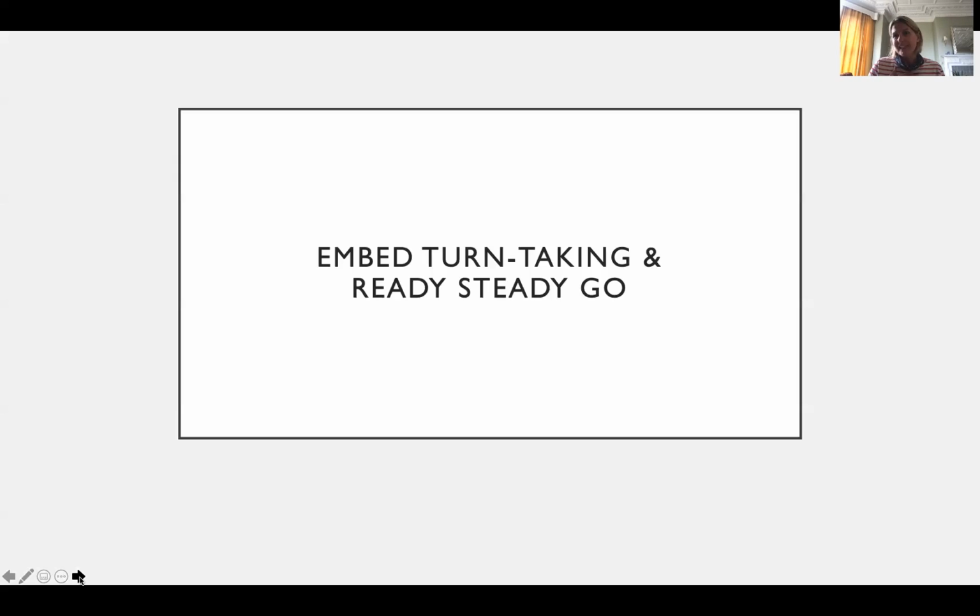So I'm thinking about Ready, Steady, Go, a girl who I worked with who went on to be diagnosed with autistic spectrum. This girl, she would use words.